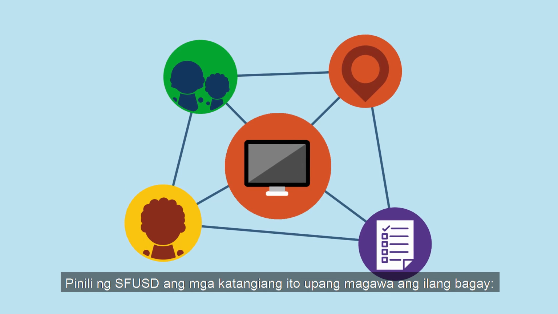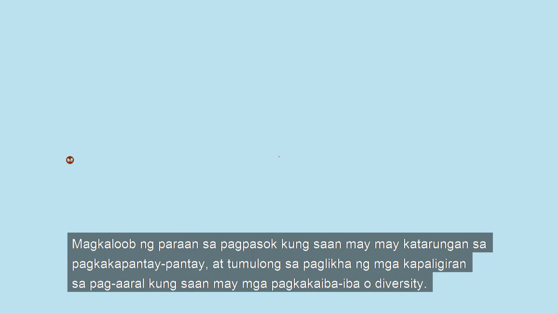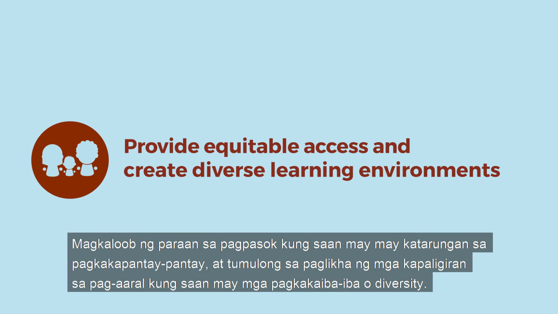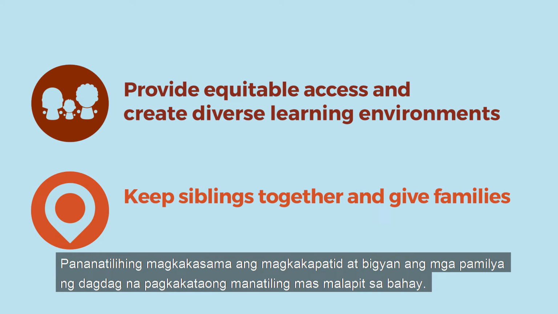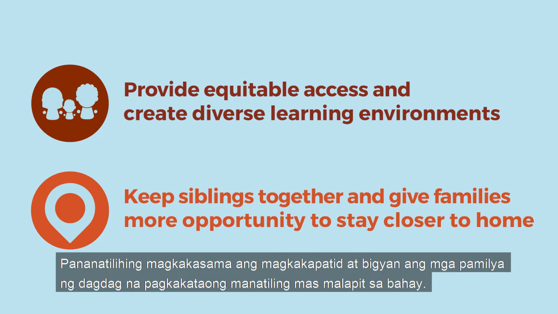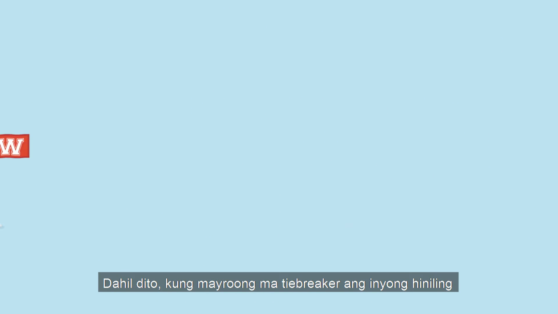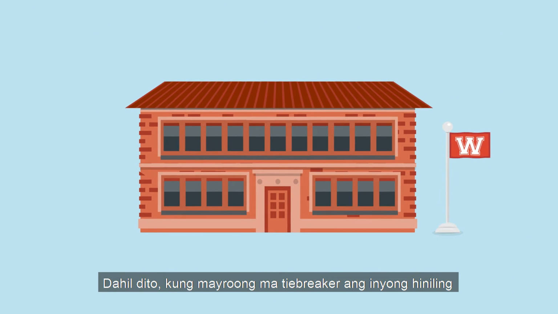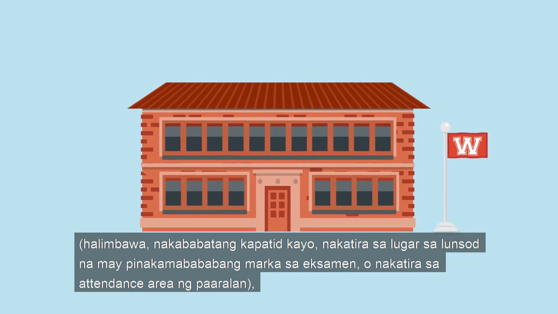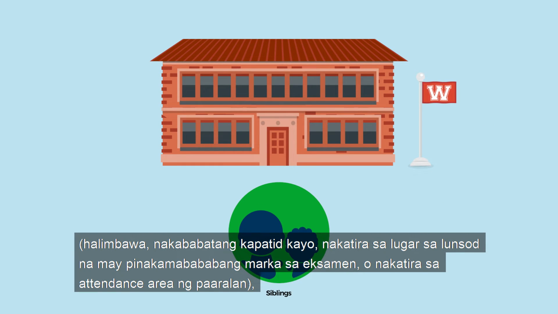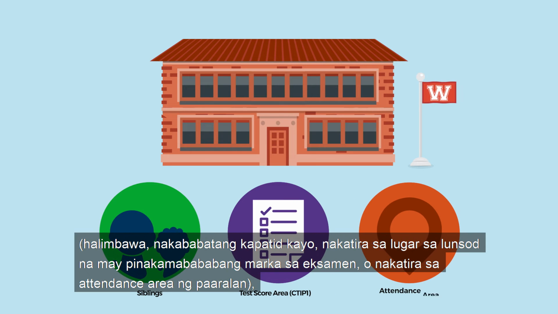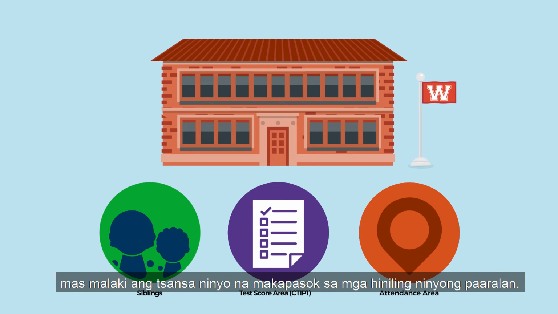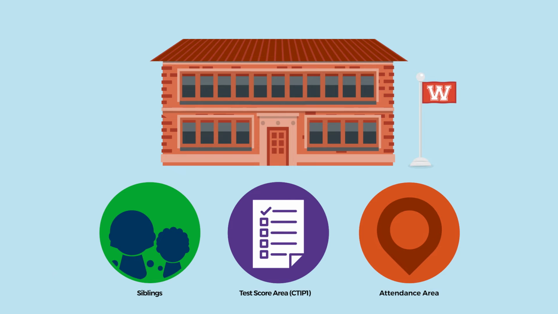These characteristics were chosen by SFUSD to do a few things: provide equitable access and help create diverse learning environments, keep siblings together, and give families more opportunity to stay closer to home. Because of this, if your requests have tiebreakers, for example, you are a younger sibling, live in an area of the city with the lowest average test scores, or live in the attendance area of the school, you have a greater chance of getting into your requested schools.